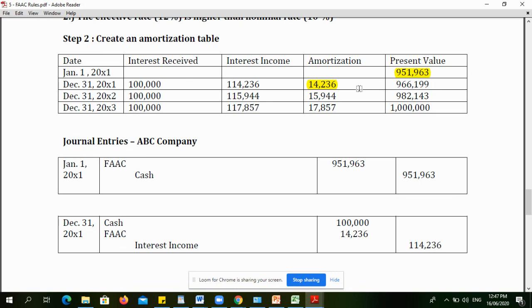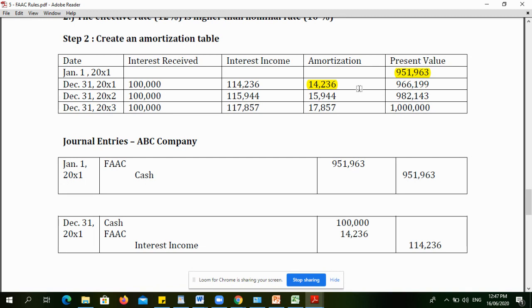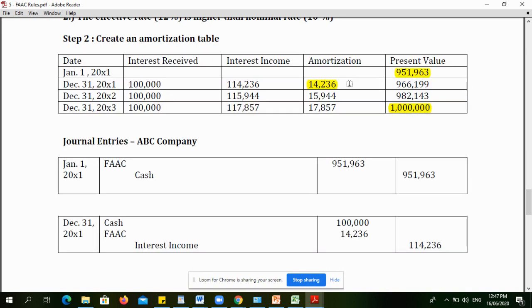Okay. The same way as the premium earlier, our goal is that at the end of the 3 years, it will become 1 million. The same here. Our goal is that at the end of year 3, it will be 1 million pesos. So, we will add the 14,236 to 951,963, which will be 966,199. Here, we add the amortization to the present value.